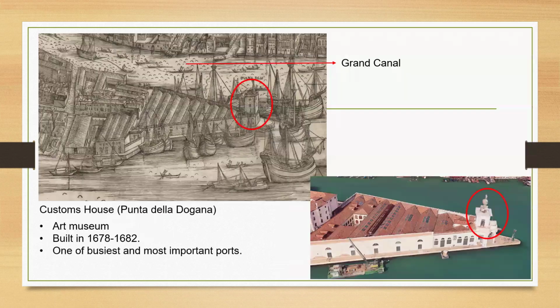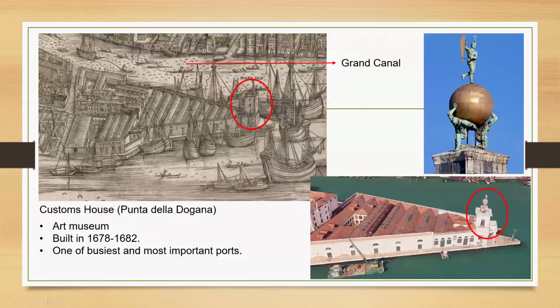And next one is the customs house, also called Punta della Dogana, and right now it is an art museum. It was once one of the busiest and most important ports in the whole of Europe. The building, this one here and here, is holding the golden globe, upon which stands a figure of Fortune that indicates the direction of the wind. It is also the symbol of the supremacy of the Republic of Venice.